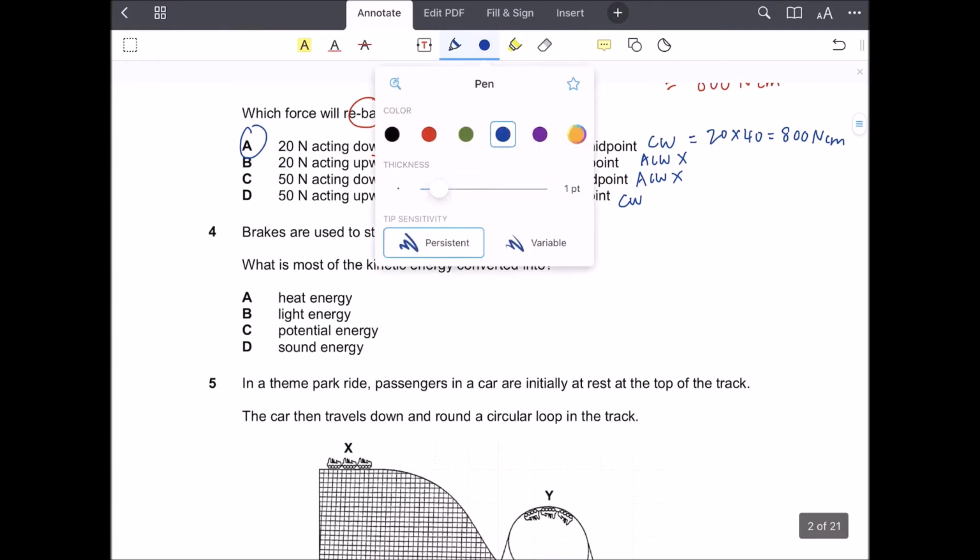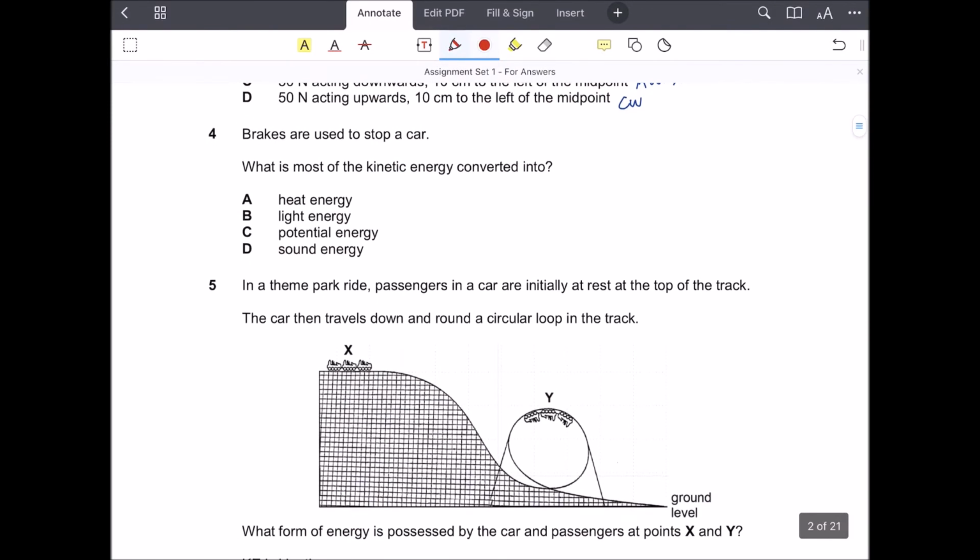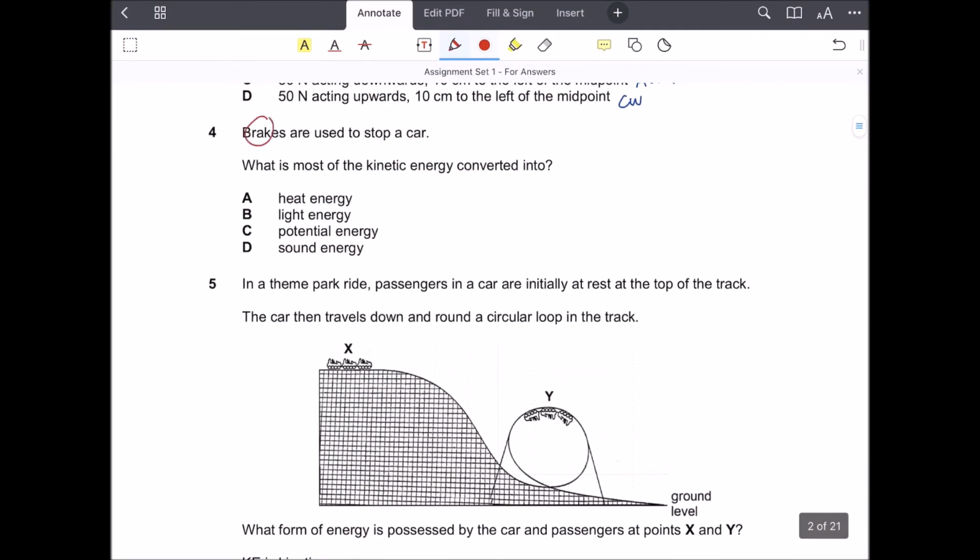Now let's take a look at the next one. The keyword is brakes. So brakes would mean that there is friction, and friction will give you heat or thermal energy. Okay.